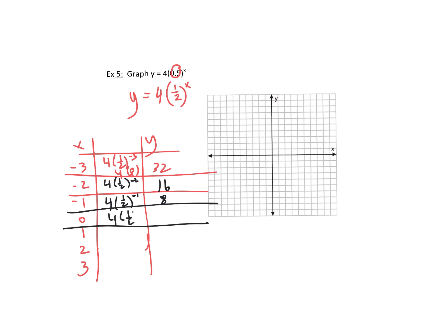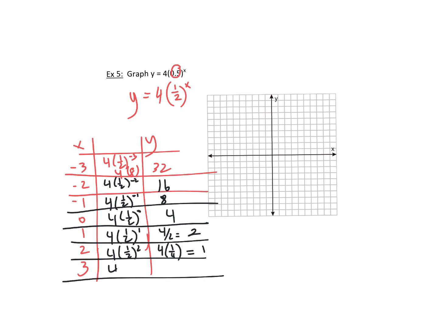4 times 1/2 to the 0 is just going to be 4 times 1, which is 4. 4 times 1/2 to the 1st is just 4/2, which is 2. 4 times 1/2 squared is really 4 times 1/4, and 4 times 1/4 is 4 over 4, which is 1. And then 4 times 1/2 to the third is 4 times 1 over 8. 4/8 is a half. Okay?